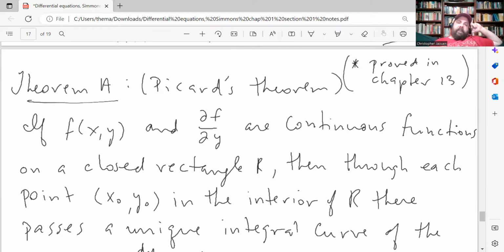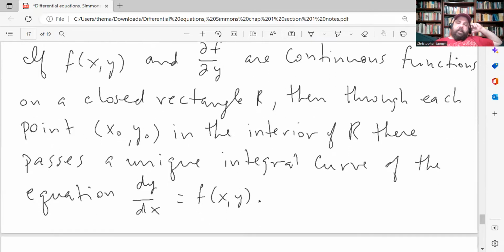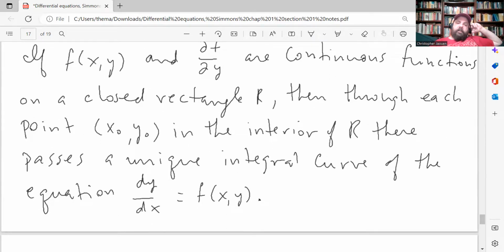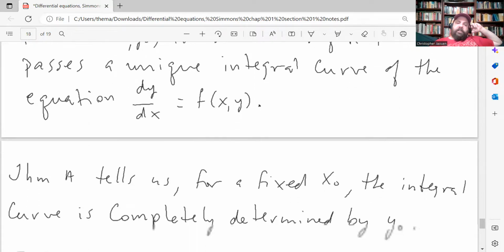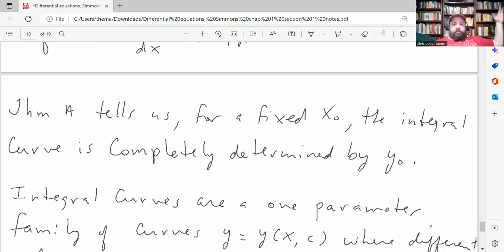So if f(x,y) and partial f partial y are continuous functions on a closed rectangle R, then through each point (x0, y0) in the interior of the rectangle, there passes a unique integral curve of the equation dy/dx equals f(x,y). Okay, that's Picard's theorem. It tells us that for a fixed x0, the integral curve is completely determined by the y value of the original point, y0, or the initial point.